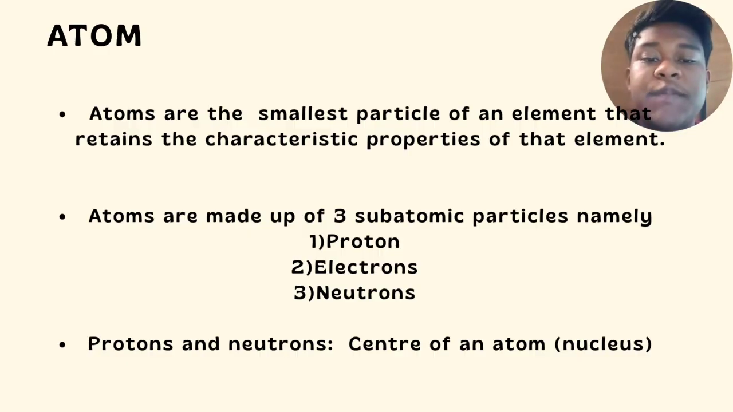Atoms are the smallest particle of an element that retains the characteristic properties of the element. Atoms are made up of three subatomic particles, namely protons, neutrons, and electrons. Protons and neutrons are in the center of an atom, which is the nucleus.